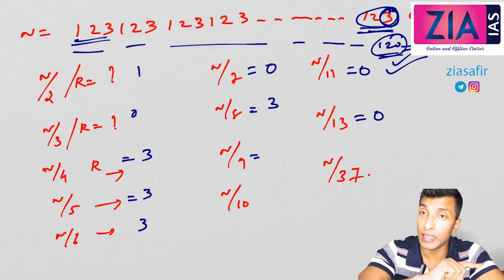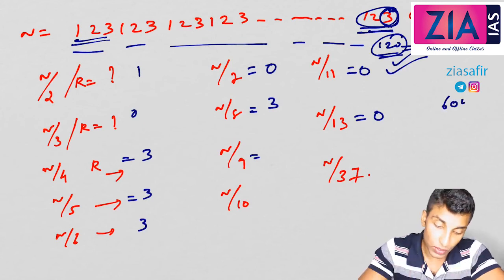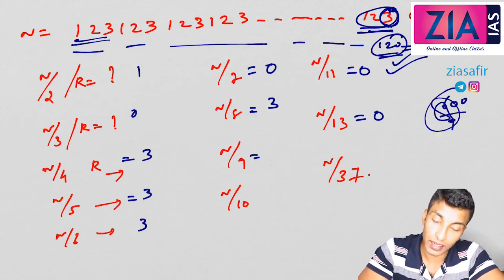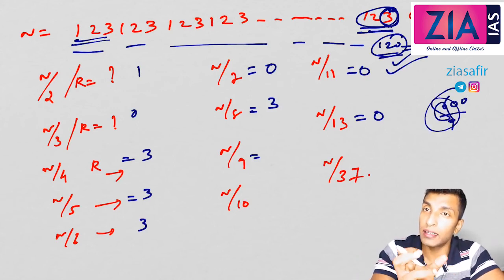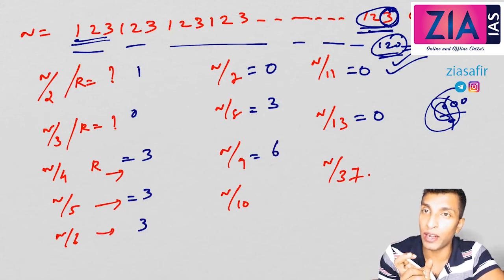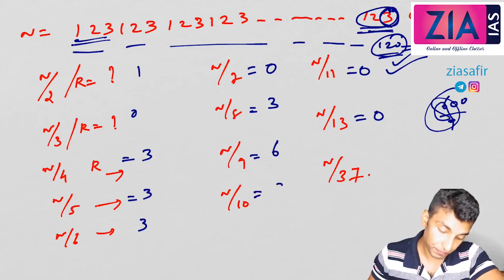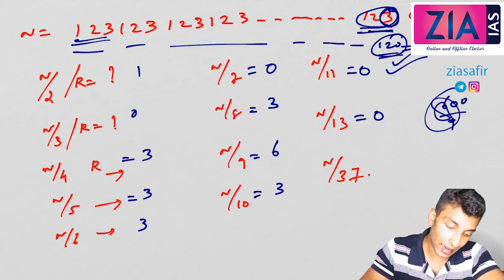N by 9, you take the sum of digits till you get a single digit. The sum of digits we have taken is 1,600. Now some of you will do 600 by 9. There is no need to do this. When you get 600, take the sum of digits again, 6. That's your answer, because we are finding the remainder of 9. How? You take the sum of digits till you get a single digit. Now n by 10 is easy, directly 3.